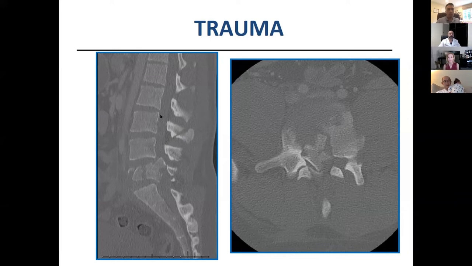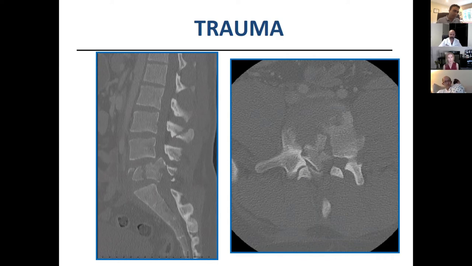Jonathan, your thoughts? Yeah, so this is a pretty complicated injury. L5, it looks like it's a sagittal split fracture with retropulsion of the fragments into the canal. I mean, it's essentially complete obliteration of the canal. He does have evidence of either nerve root or spinal cord injury.